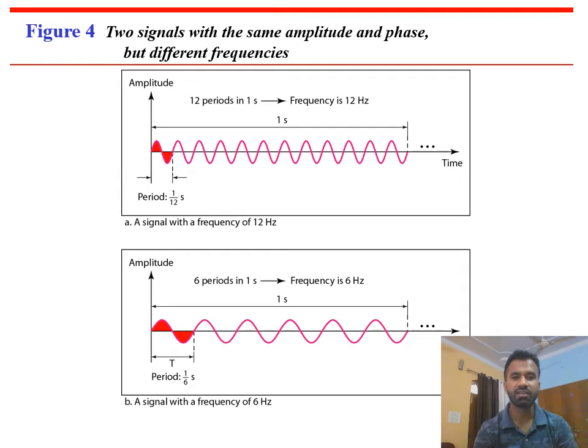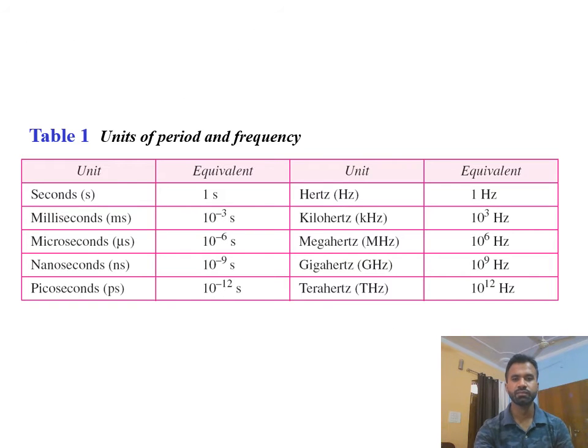You can see that the frequency for this signal is 12 Hertz. If we assume this as a time period of 1 second, then frequency is 1 upon T, the time is 1 second, and it repeats 12 times. So the repetition is 12, or the period is 1 upon 12. Similarly, here the repetitions are 6, so the frequency is just half as compared to this signal. These are some standard units. You already have studied all those things in the previous semester.